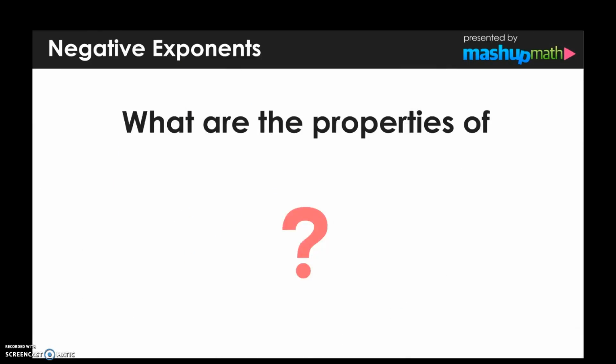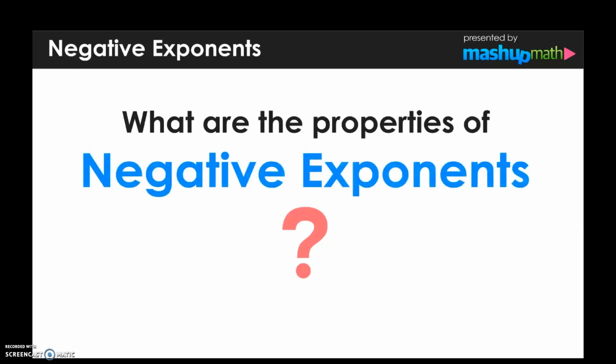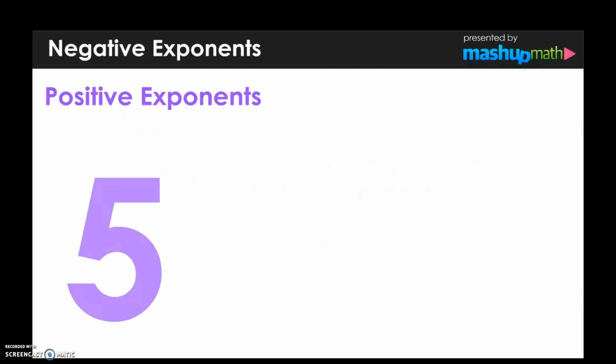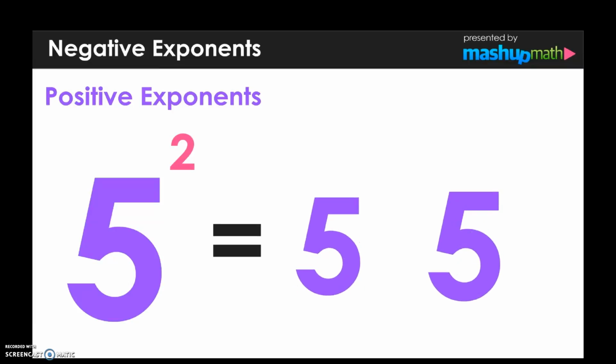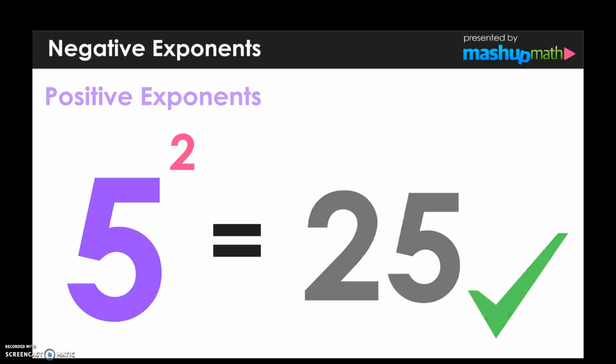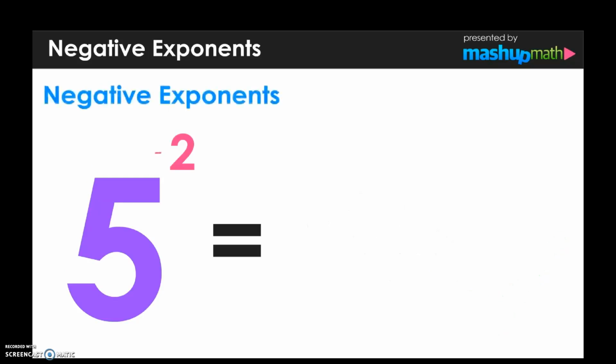Hey there everyone, thank you again for joining me on this lesson where we are going to explore the properties of negative exponents. But first, let's reactivate what we already know about positive exponents. For example, 5 raised to the second power. We know that this is equal to 5 times 5. Another way to look at this is calling it 5 squared. And we also know that 5 times 5 is equal to 25. And that's pretty easy and something that we should be familiar with. But what if that exponent was a negative 2 instead of a positive 2?